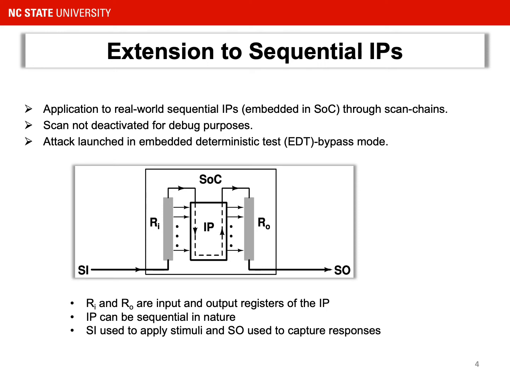The entire set of flip-flops inside the IP, inside the register Ri and the register Ro, are stitched together to form a single scan chain with input Si and output So. For the sake of simplicity, we show a single scan chain. In practice, however, there are multiple scan chains and compression hardware like decompressor and compactor in an embedded deterministic test environment. In this context, the attacker uses the bypass mode to have direct access through scan chains to launch the attack.